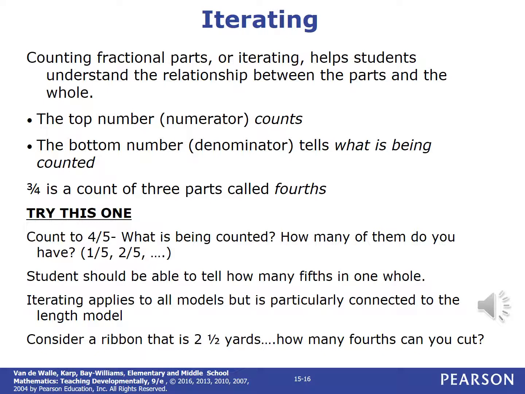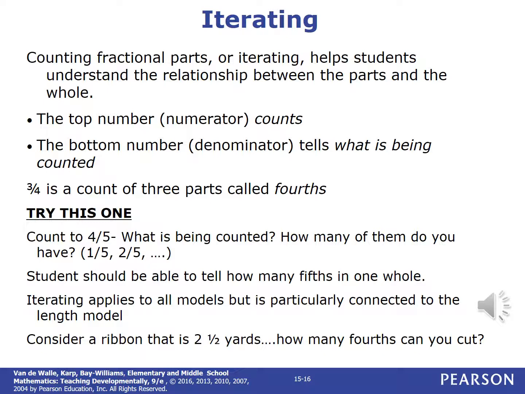The top part, your numerator, represents the counts that are being made, and the bottom tells students what is being counted and how many. Counting fractional parts can be done in so many different ways. For instance, you could ask your students to count to 4/5, and they have to think about what is being counted, the fifths, and how many of them do they want to count.